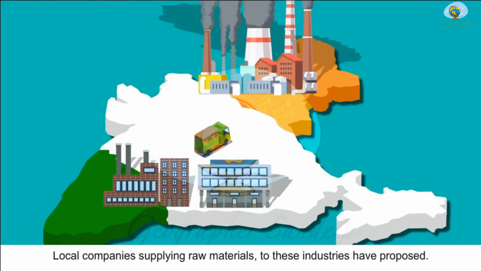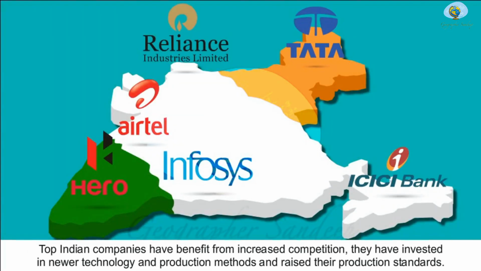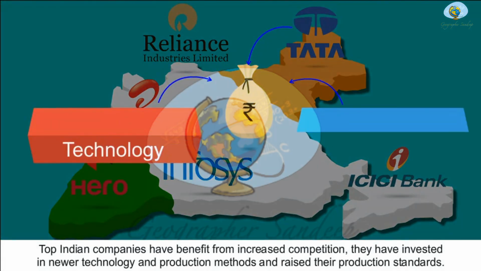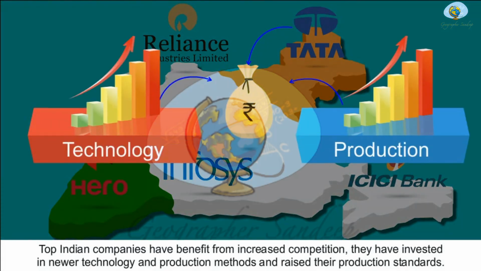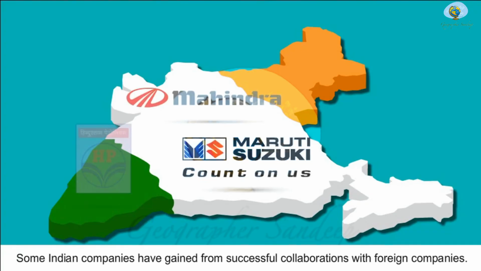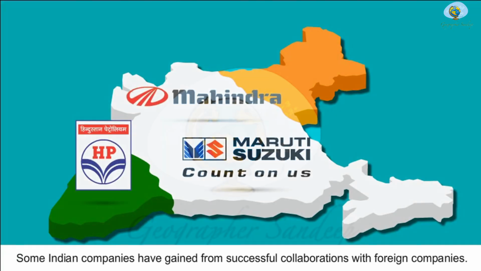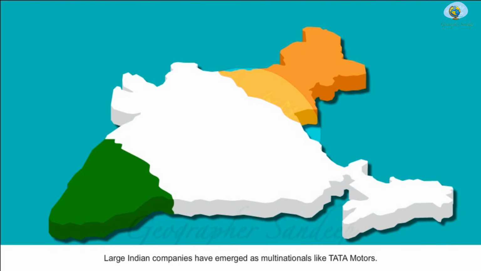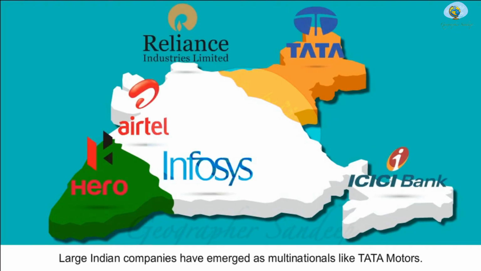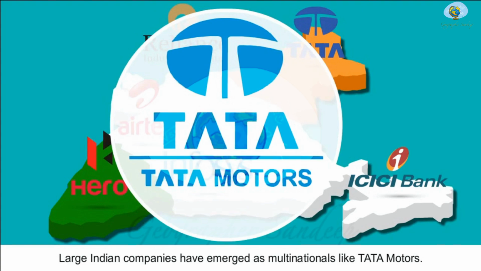Local companies supplying raw materials to these industries have prospered. Top Indian companies have benefited from increased competition. They have invested in newer technologies and production methods and raised their production standards. Some Indian companies have gained from successful collaborations with foreign companies. Large Indian companies have emerged as multinationals, like Tata Motors.